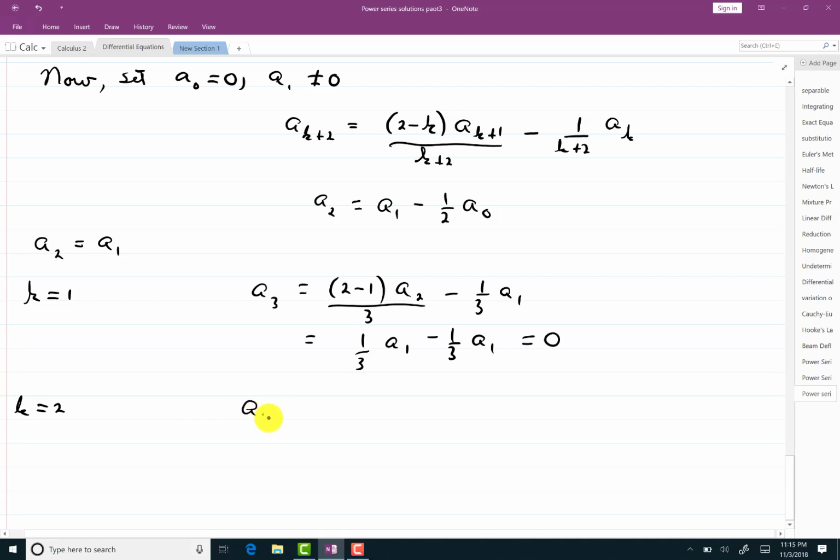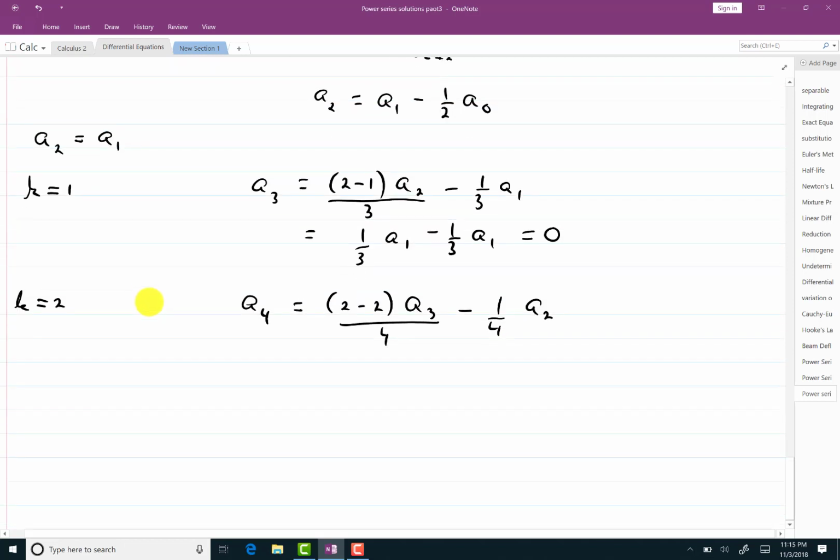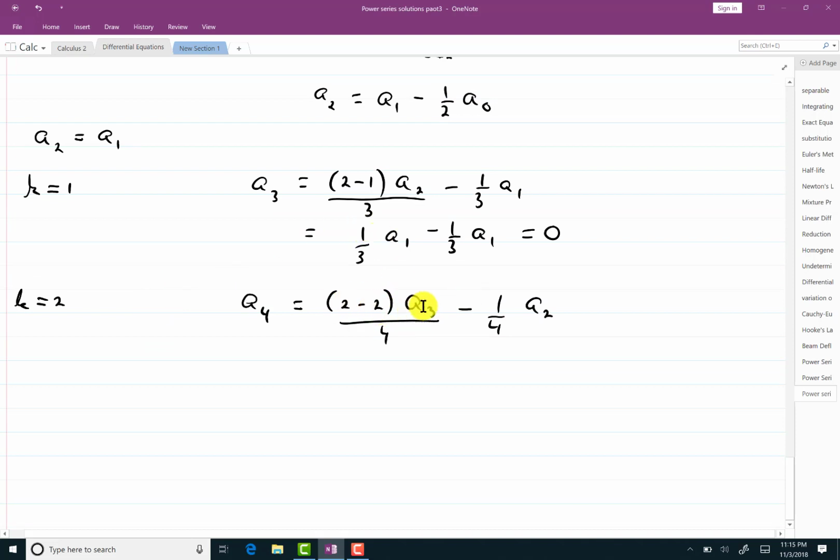When k equals 2, I have a sub 4 equals (2 minus 2) a sub 3, all over 4, minus 1/4 a sub 2. It didn't even matter, since 2 minus 2 is 0, and a sub 3 is 0 anyways. I have negative 1/4 a sub 2, and a sub 2 is the same as a sub 1. So I have negative 1/4 a sub 1. k equals 3. I think that's about as far as I'll go.